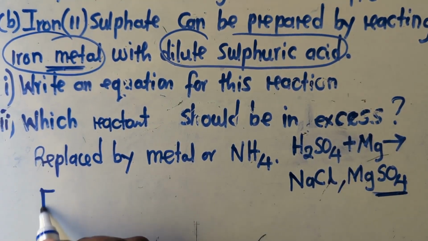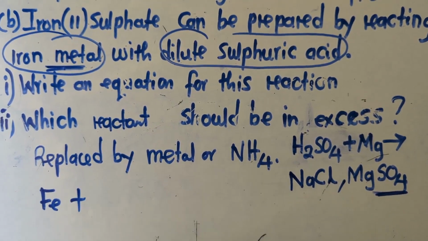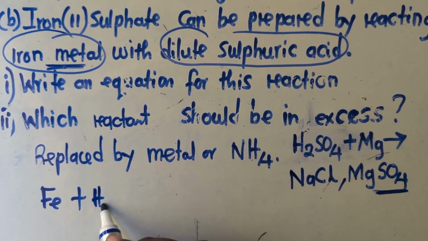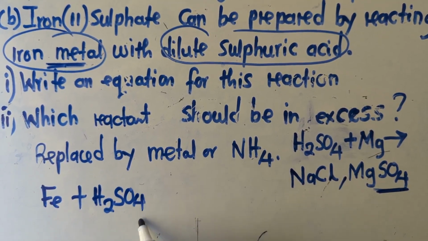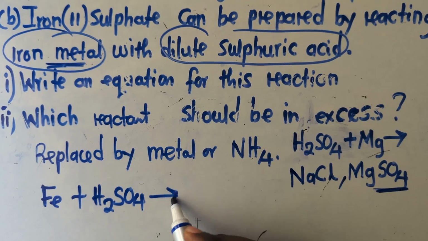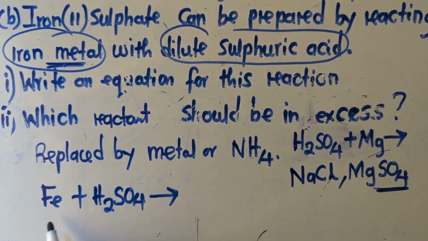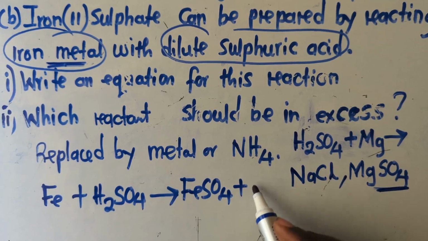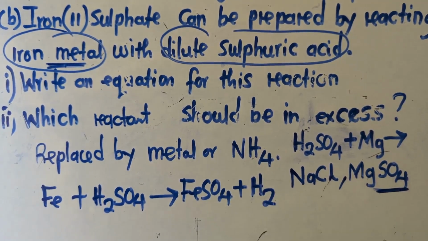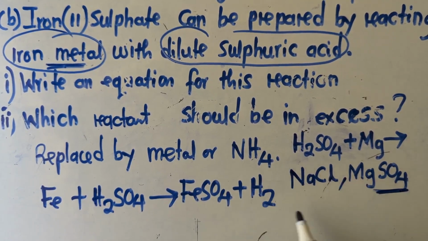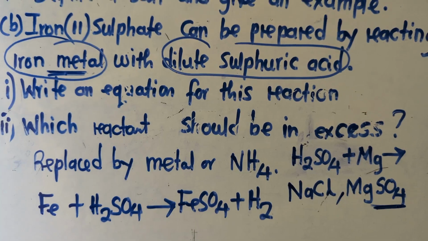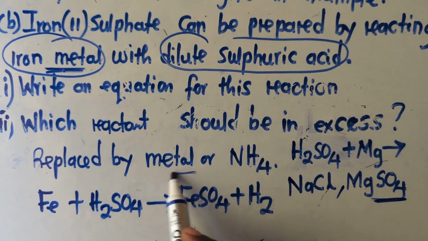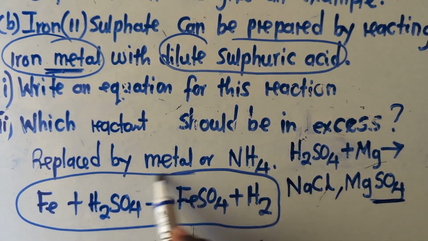So iron metal is like this. This is iron reacted with what? Reacted with dilute sulfuric acid. Dilute sulfuric acid is like this. And then what gets to be formed on the other side is what? You are going to form iron sulfate plus what? Plus hydrogen gas. This is what you are going to form. So this here is an equation that you are supposed to know. This is an equation you need to understand.